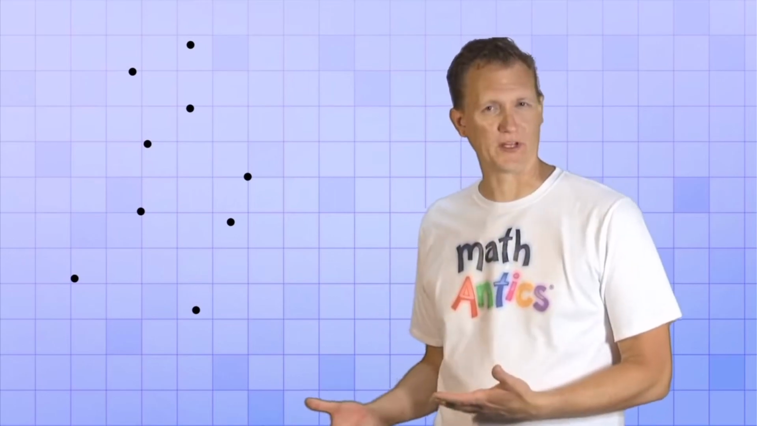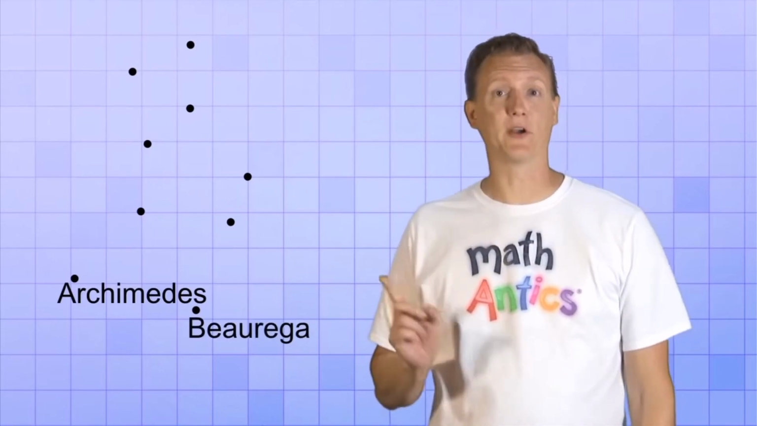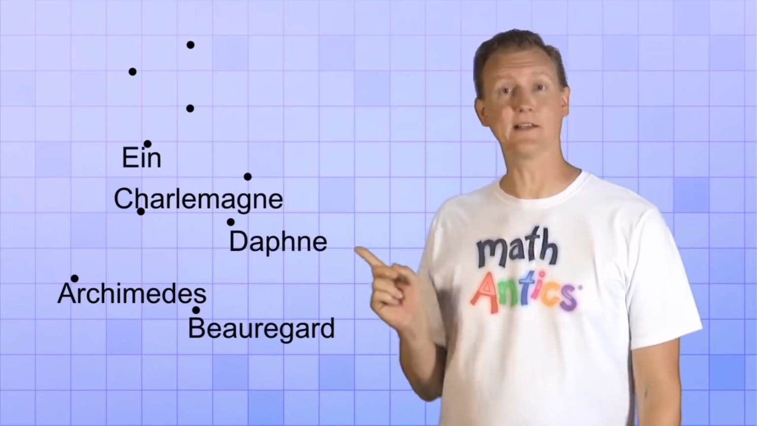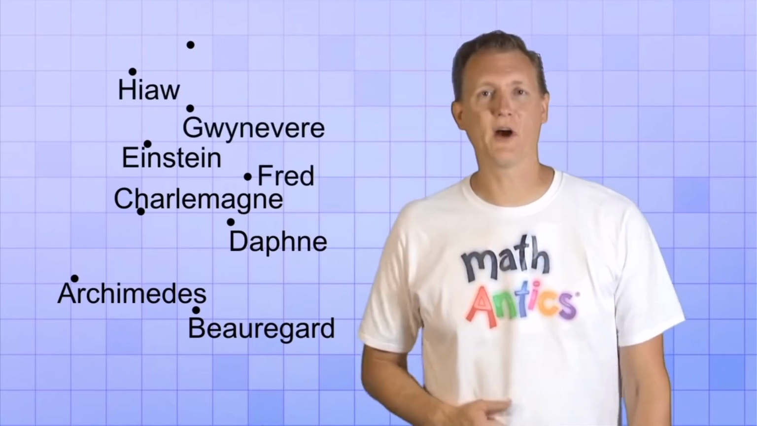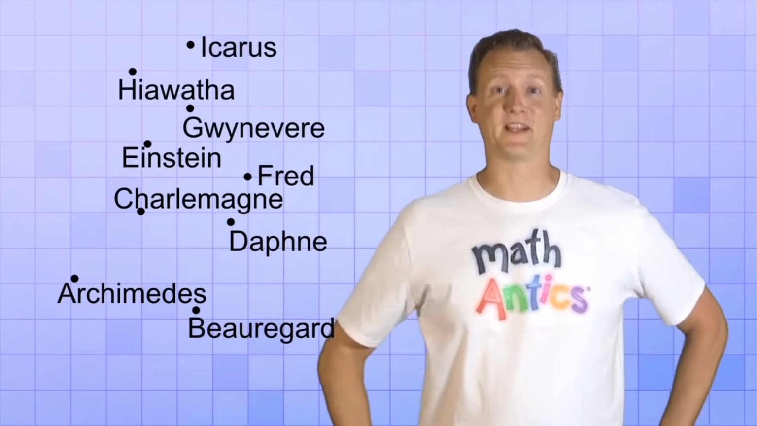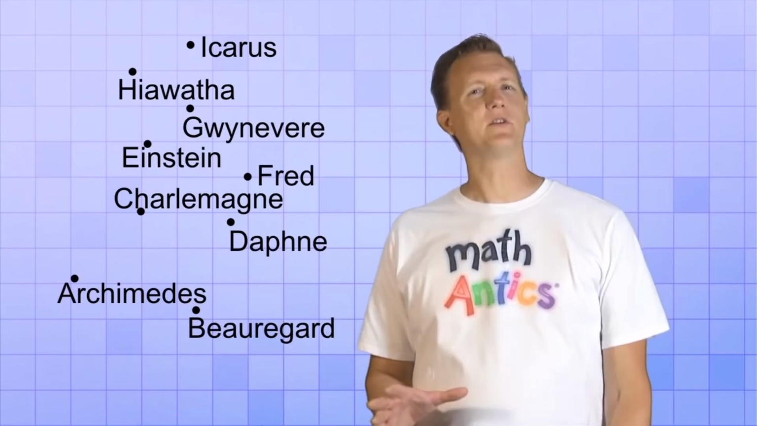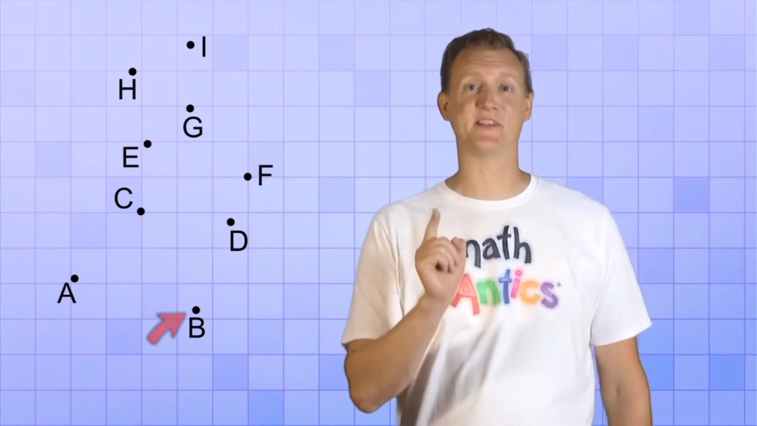So what name should we give these points? Well, let's see. How about Archimedes and Beauregard? That'd be good. Maybe Charlemagne? How about Daphne and Einstein? Let's see. Fred and Guinevere, Hiawatha, and Icarus. Perfect. You know, on second thought, those names are kind of long and complicated. Why don't we just use the first letters of each name instead? There. Now if I say, look at point A, or look at point B, you know exactly what I'm talking about. In fact, let's do that. Let's just talk about point A and point B for a minute.